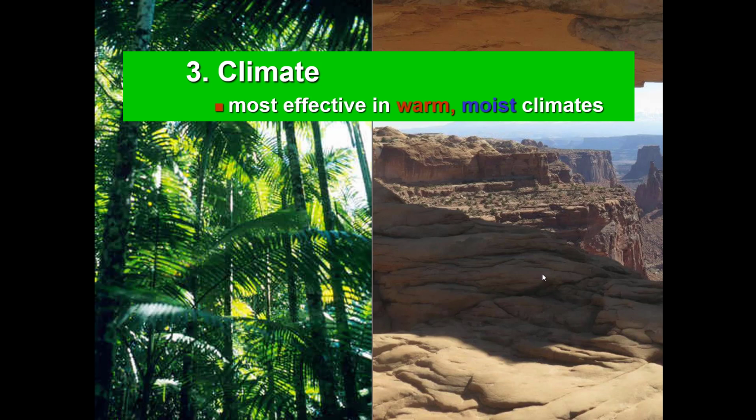Because chemical reactions occur most quickly in hot, wet climates, weathering will also then occur most quickly in hot, wet climates. If you've ever heard of slash and burn techniques for farming in tropical rainforests, that occurs because there's so much precipitation that any nutrients that are in the soil get leached out with the precipitation, and the soil becomes very nutrient poor.